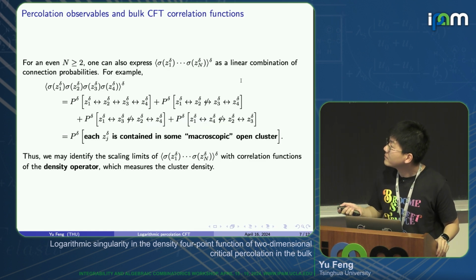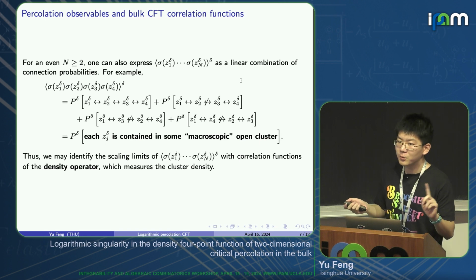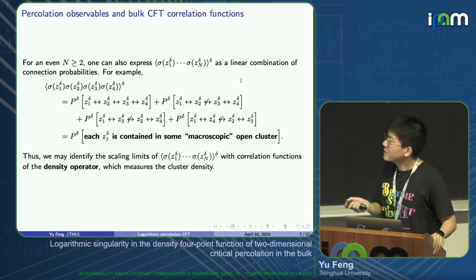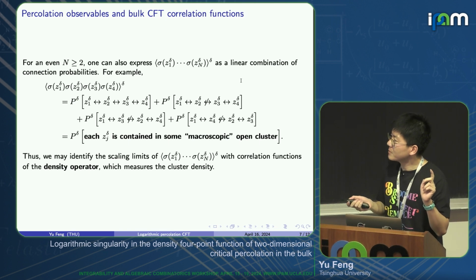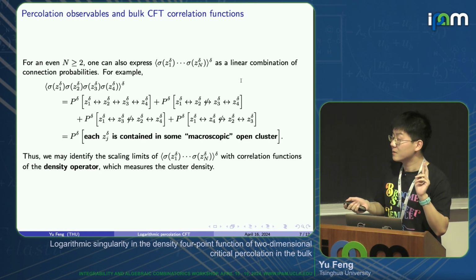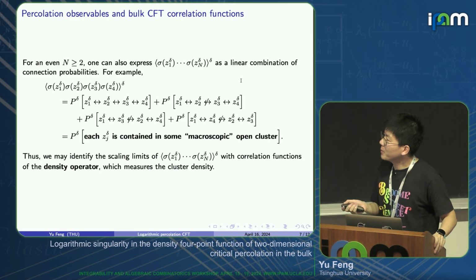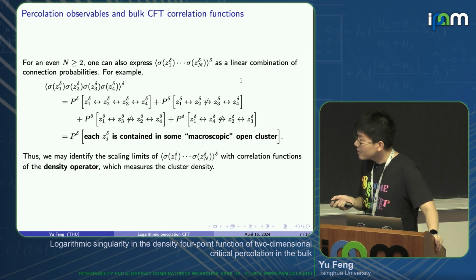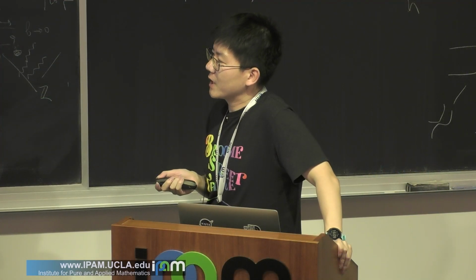And for general even number n, the spin correlation could also be expressed as a linear combination of point-to-point connection probabilities. For example, the 4-point function is the sum of these 4 probabilities. The first term corresponds to the probability that 4 points are in the same open cluster, and the remaining 3 terms correspond to the probability that 2 points are in the same cluster and the remaining 2 are in a different cluster. So roughly speaking, this correlation function equals the probability that each marked point is contained in some macroscopic open cluster. So if the scaling limit of this spin correlation exists, we may interpret it as a correlation function of the density operator, which measures the cluster density.